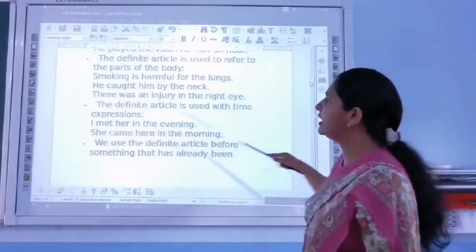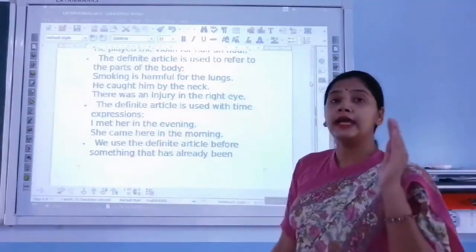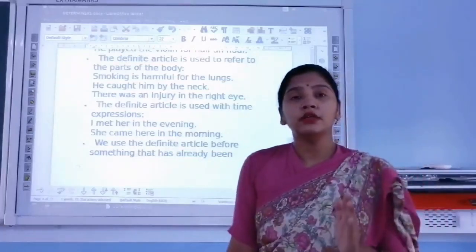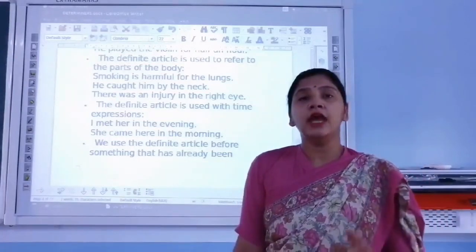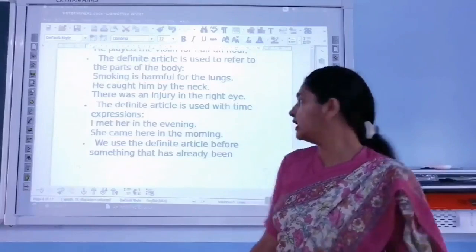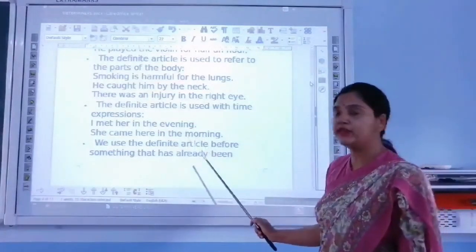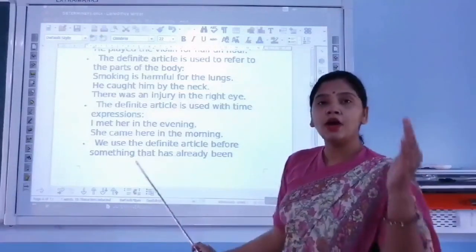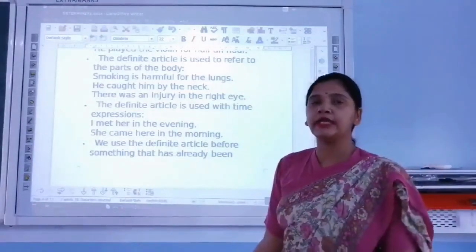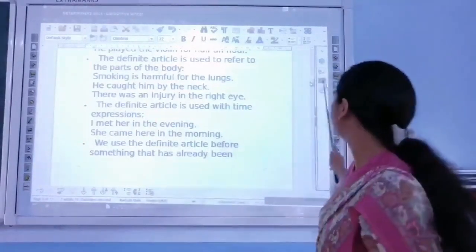Definite article is used with the time expression. For showing the time, we have to use the, like the morning. It is the specific time: morning, evening, at the night. All these are the specific time. That time we have to use the before that.